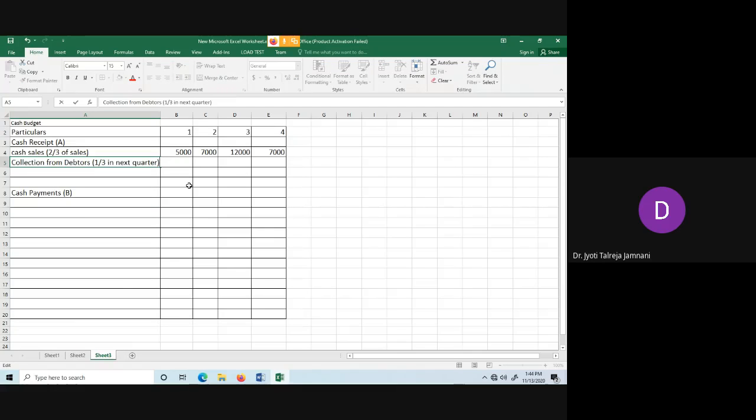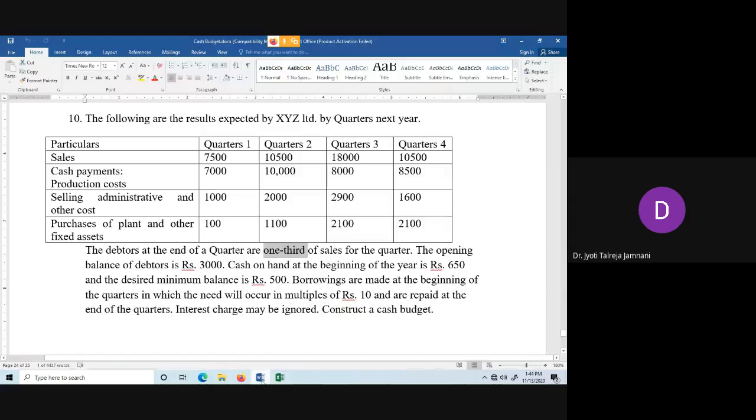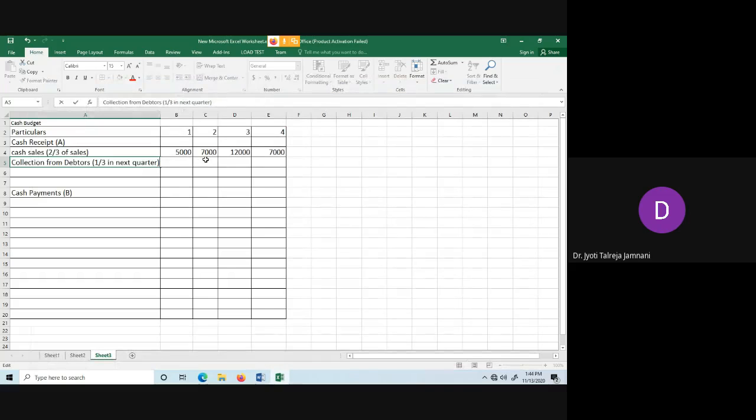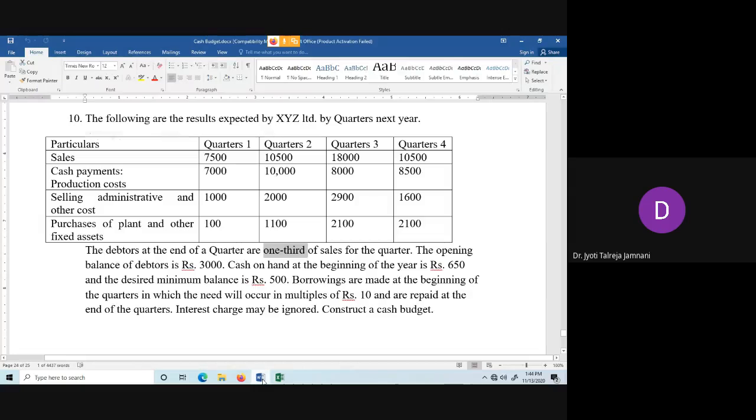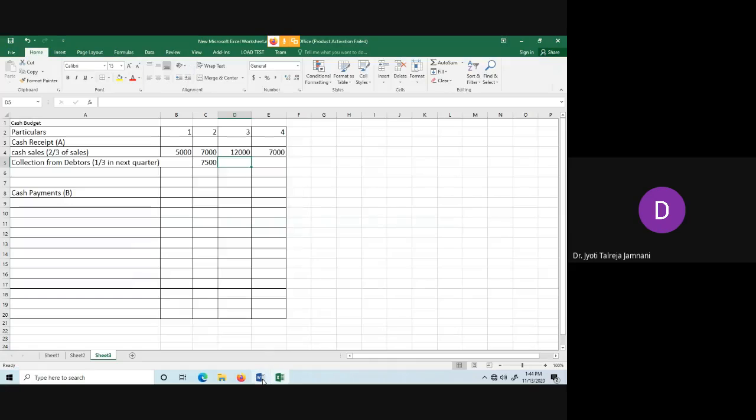So now, whatever were the first quarter sales, that is 7,500, 1/3 of that will be paid in the second quarter. So 2,500 in the second quarter from first quarter sales. Then second quarter sales were 10,500. 1/3 of that will be paid in the third quarter. So 1/3 of 10,500 is 3,500.